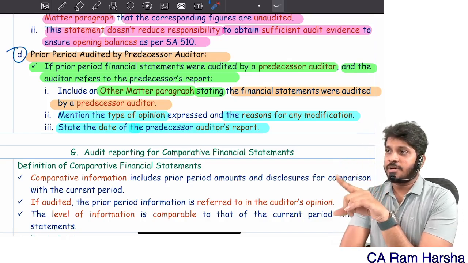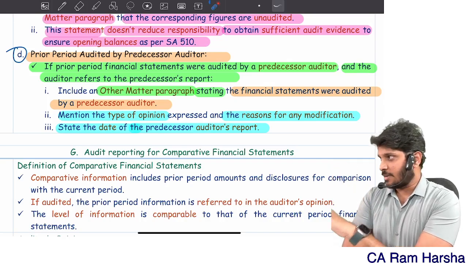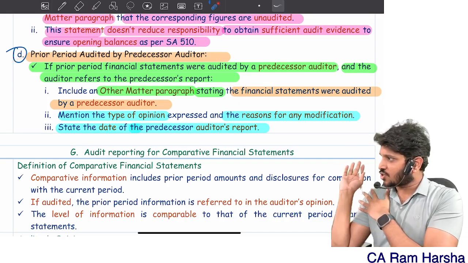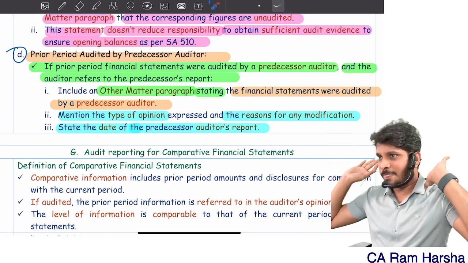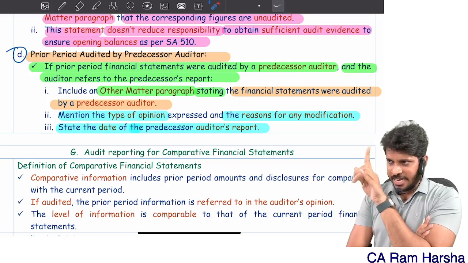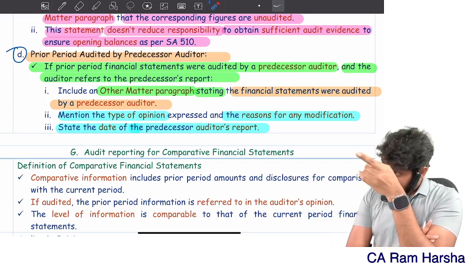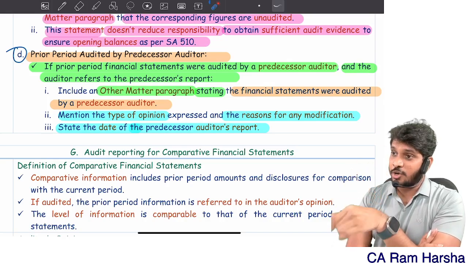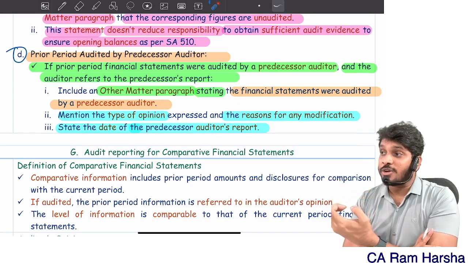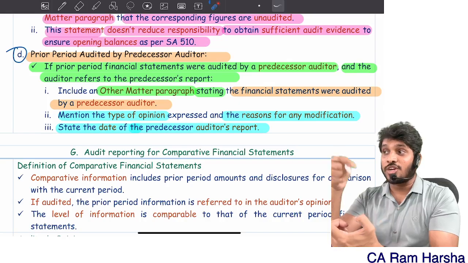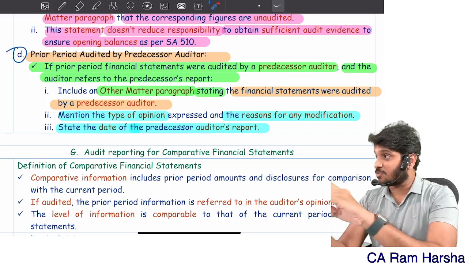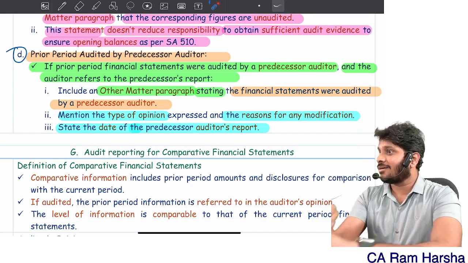Suppose financial statements of the prior period were audited. Who audited? Keep it aside. If I audited, this D point will not apply. If somebody else audited, A point and D point will all apply. Somebody audited and gave a modified opinion, and the reason is unresolved in the current year also. If in the current year it is material, give a modified opinion on the current period. Or if in the current period it is not material, still we give a modified opinion on the current period, because current period figures are not comparable with prior period figures. The prior period item contains a material misstatement which is not rectified.